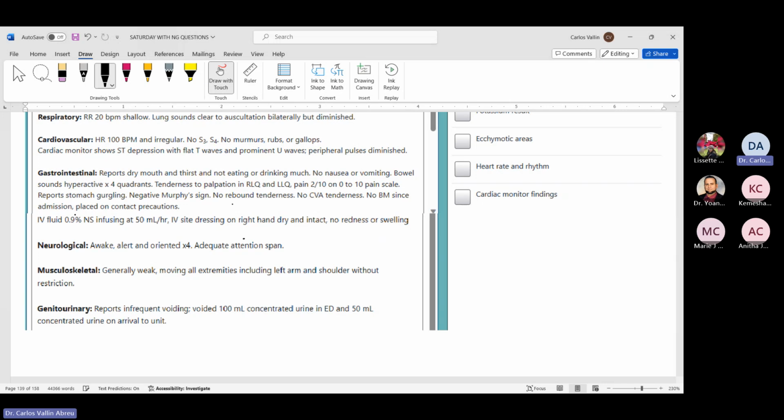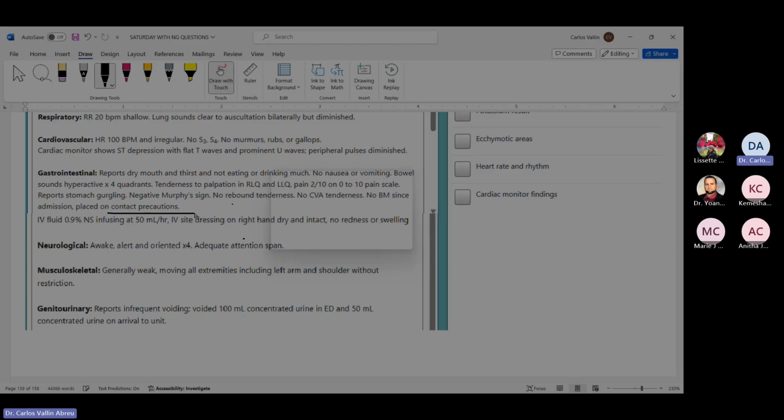No bowel movement since admission, placed on contact precaution. They put the client on contact precaution, but it is not necessary.